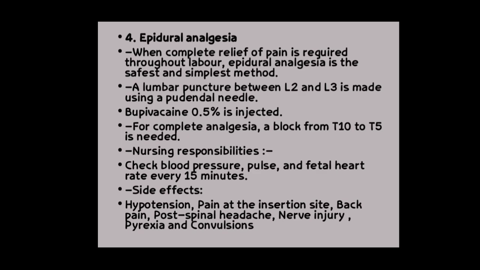4. Epidural analgesia. When complete relief of pain is required throughout labor, epidural analgesia is the safest and simplest method. A lumbar puncture between L2 and L3 is made using a pudendal needle. Bupivacaine 0.5% is injected. For complete analgesia, a block from T10 to T5 is needed. Nursing responsibilities: check blood pressure, pulse, and fetal heart rate every 15 minutes. Side effects: hypotension, pain at the insertion site, back pain, post-spinal headache, nerve injury.